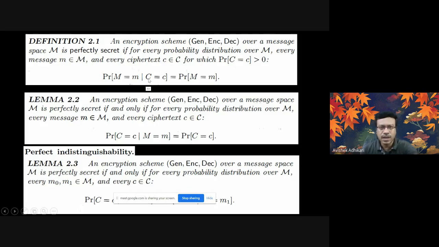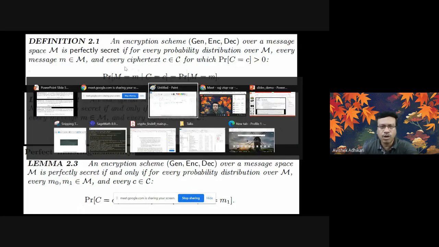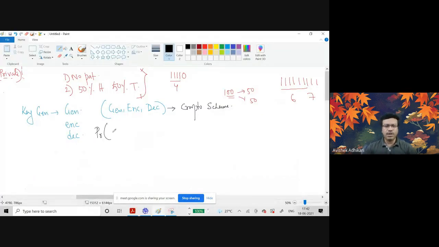Okay, let us have a look at this. For the time being, just forget about the for all probability distributions over M and for every ciphertext C. First let us try to understand the meaning of this statement: the probability of M equal to small m, given that capital C equals small c, is the same as the probability of M equal to small m. Now let us think about a situation.